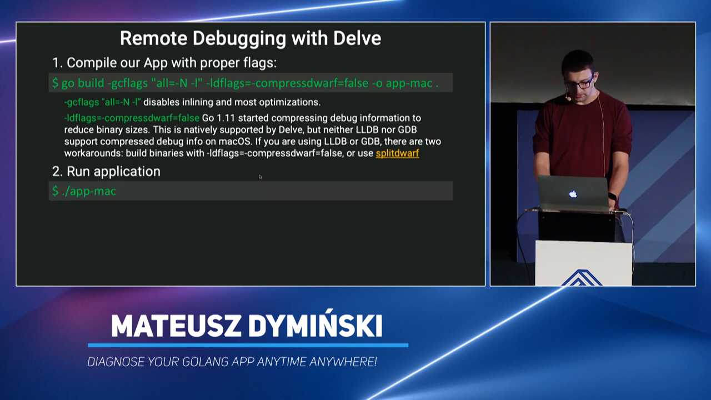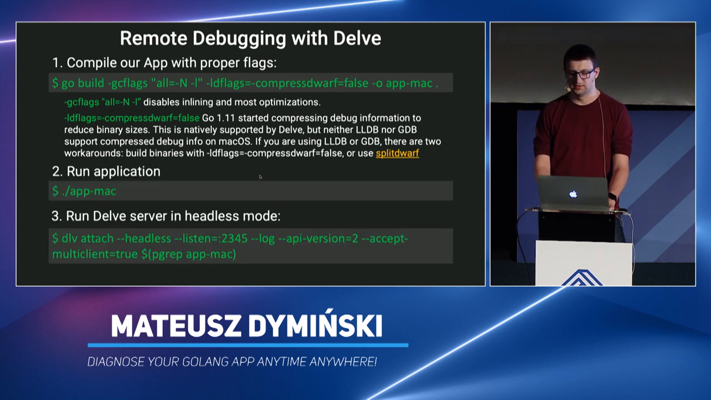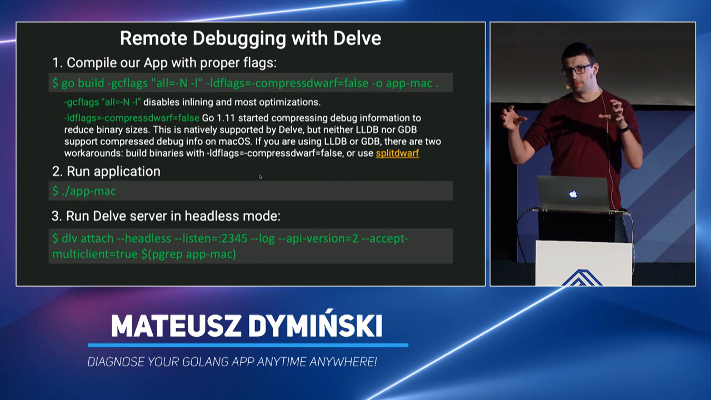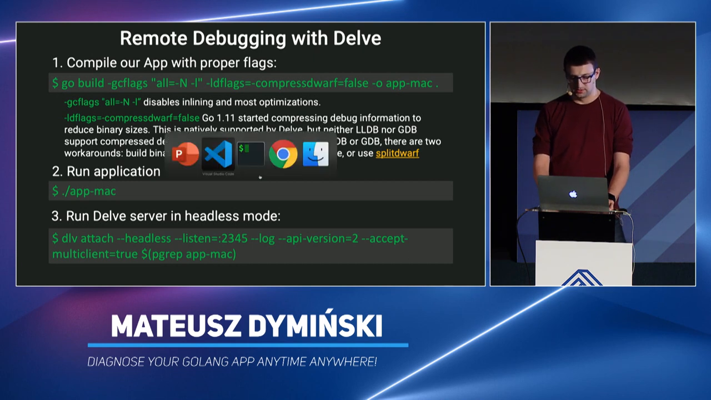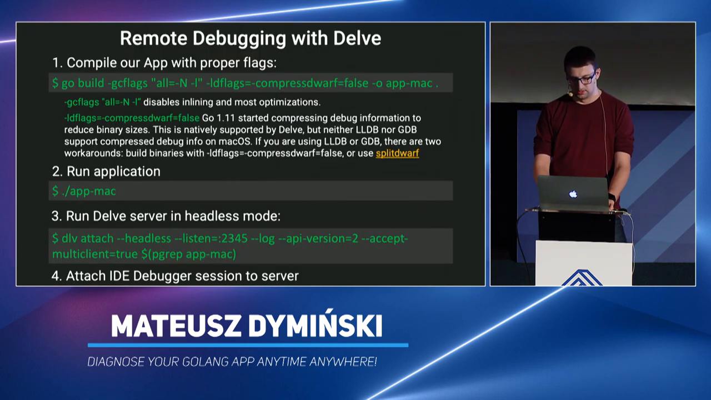Then we need to run the application, and then we can run another process which will attach to it and have control over the main application. So that's what we need to do to be able to debug Go programs remotely. Okay, let's do that.